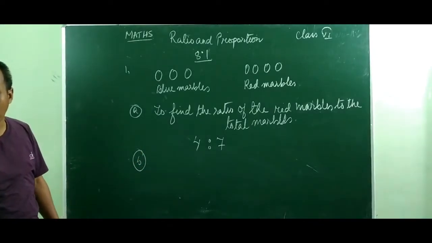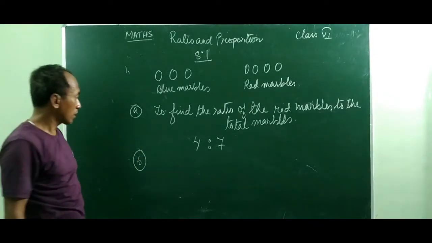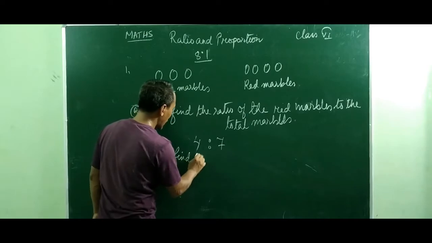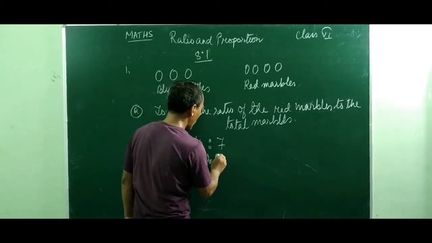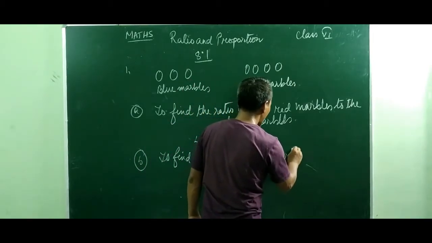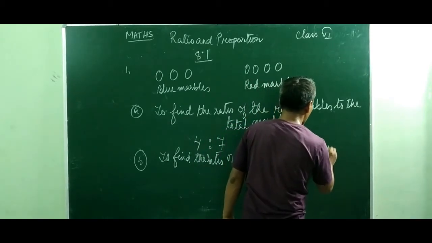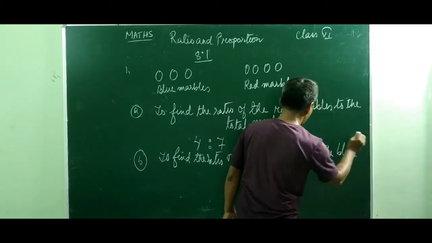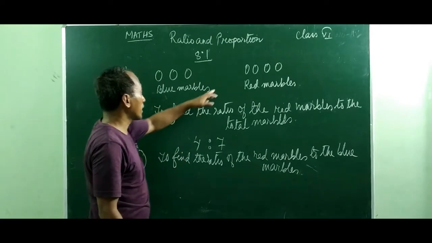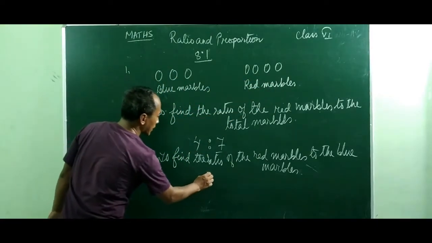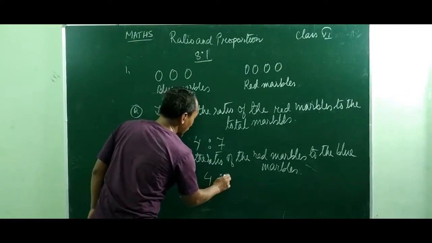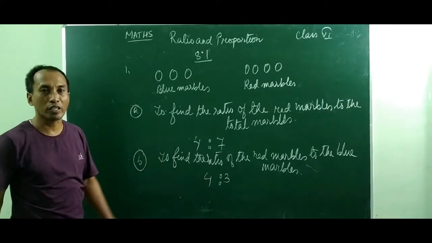Question number B is to find the ratio of the red marbles to the blue marbles. So, what is the number of red marbles? The number of red marbles is 4. What is the number of blue marbles? The number of blue marbles is 3. So, what is the ratio? The ratio is 4 is to 3.